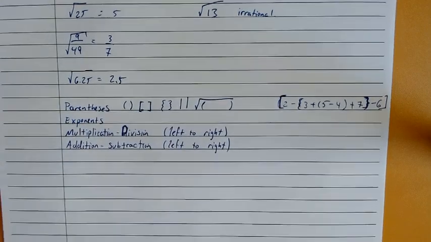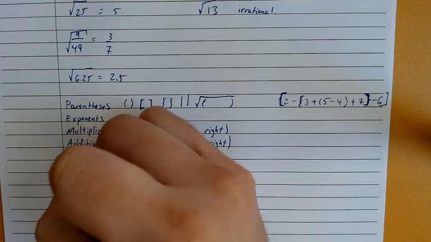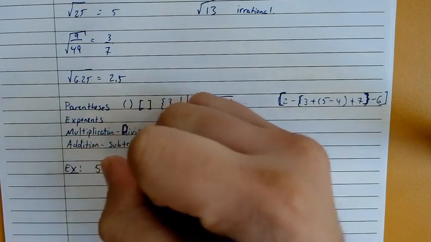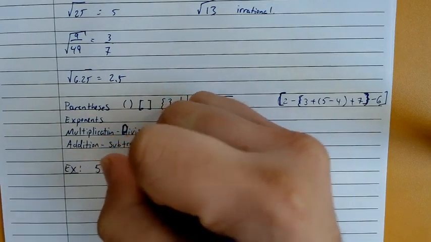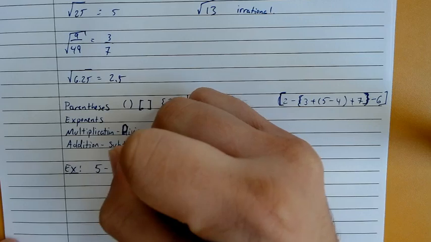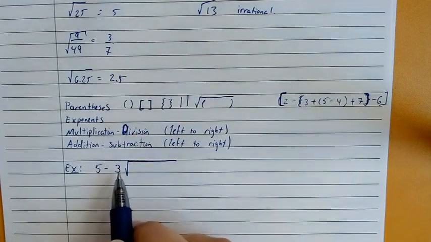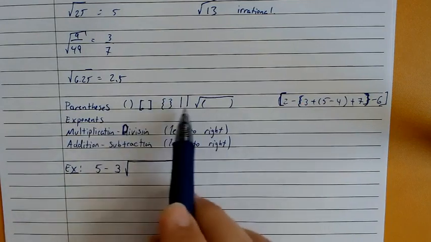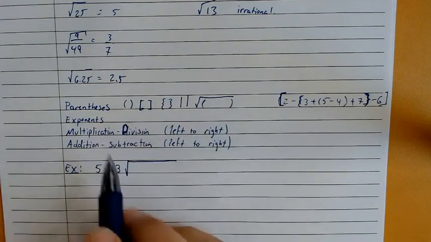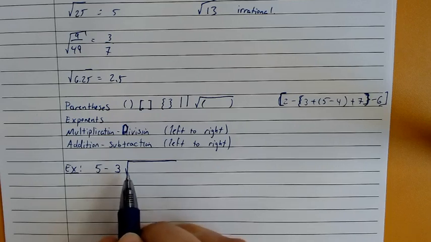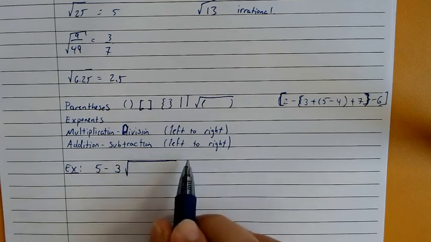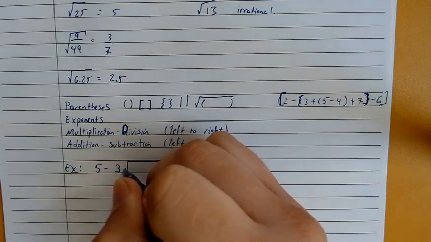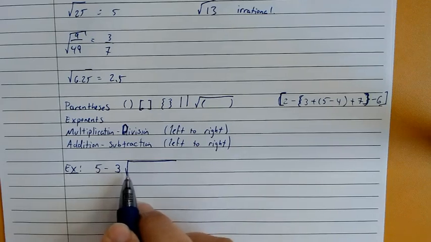So let's take a look at a problem that involves the order of operations. Let's say we're going to take 5 minus 3 times the square root. Whenever you have a number multiplied by something in parentheses, and that includes any of these, we generally don't write the multiplication symbol. You just write it next to it. So this is 3 times this square root. But if that makes you uncomfortable, you can write it. There's nothing wrong with writing it, but you'll often see it written just this way.